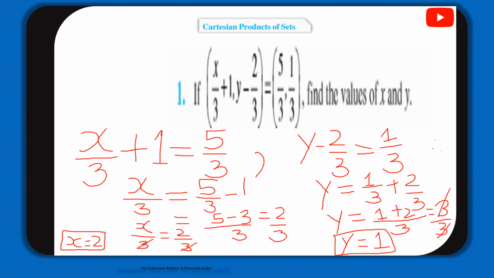Question number 1. If x/3 + 1, y - 2/3 equals 5/3, 1/3. Find the value of x and y.